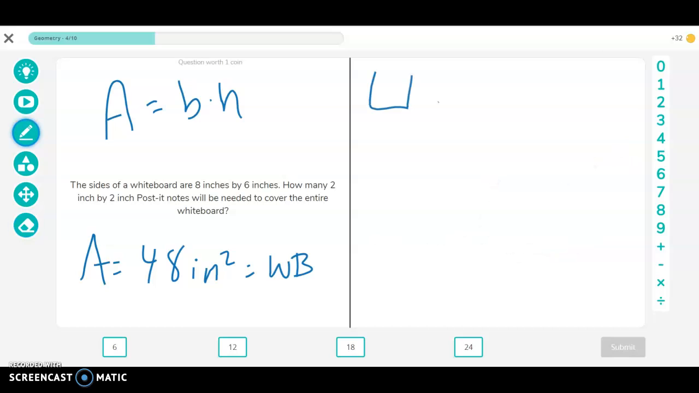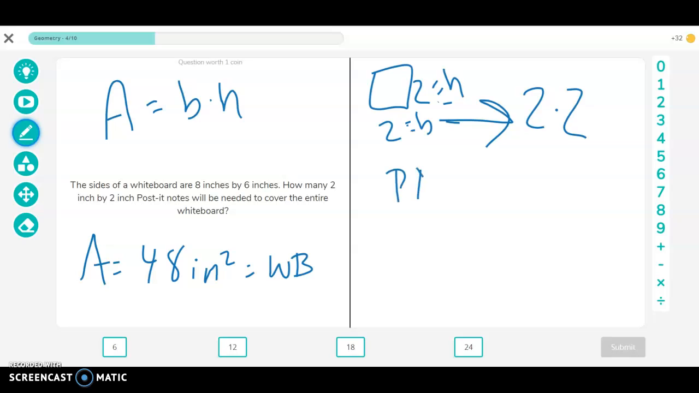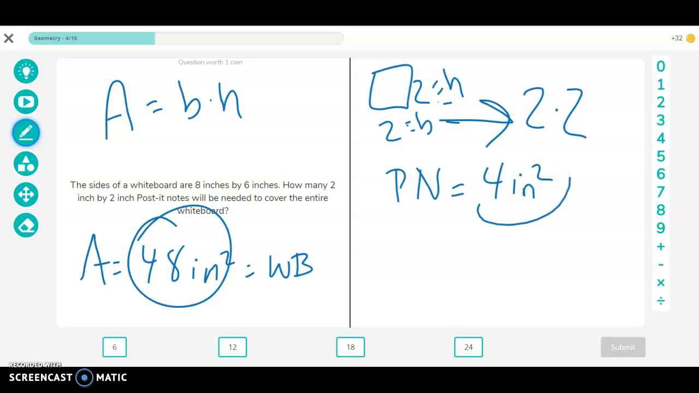So the post-it note, remember, is like a square, and we have a 2 by 2. So 2 is base and height. So we're just going to take 2 times 2, which means the post-it note area is equal to 4 inches squared. Alright, now you're going to take both of these numbers and we're going to divide.